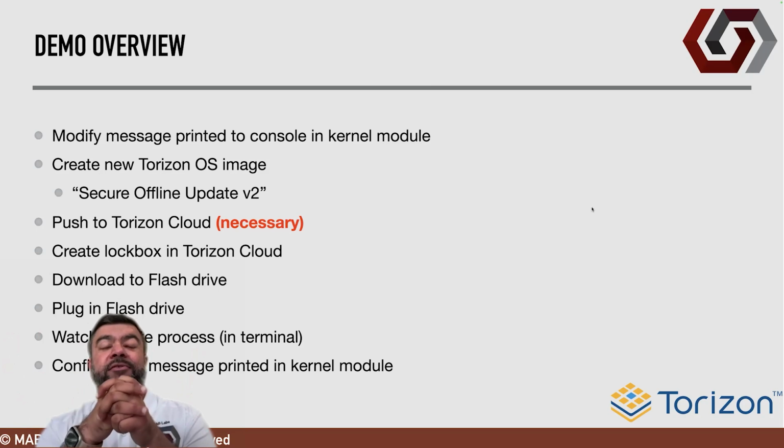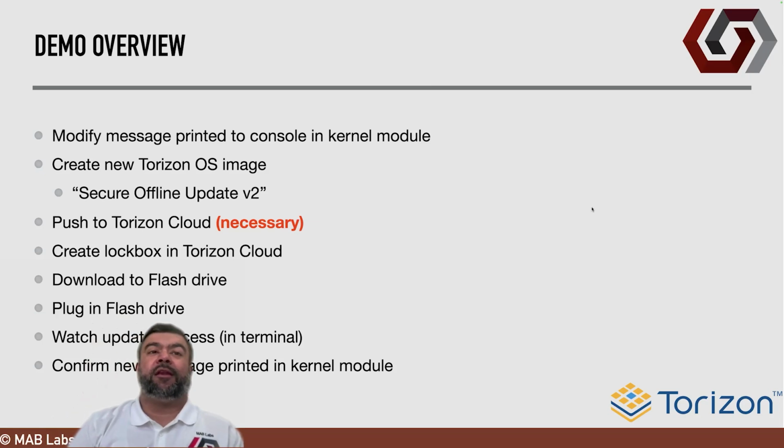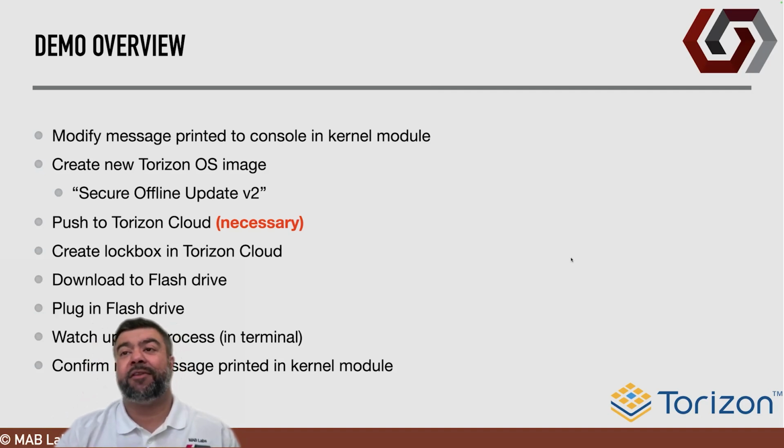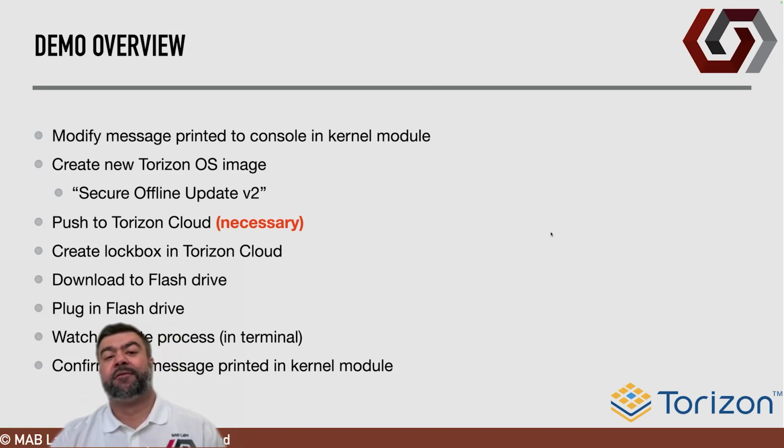We push that to Torizon Cloud. This is necessary because now we can access that image through our lockbox and put it in our lockbox. We create the lockbox in the Torizon Cloud. We download it to the flash drive using Torizon tools. We plug our flash drive into our Colibri board and then just watch the update process in the terminal. The device is going to reboot on its own. We can log into our new deployment, load the kernel module, and confirm that we have the new message that we've added to our kernel module printed.